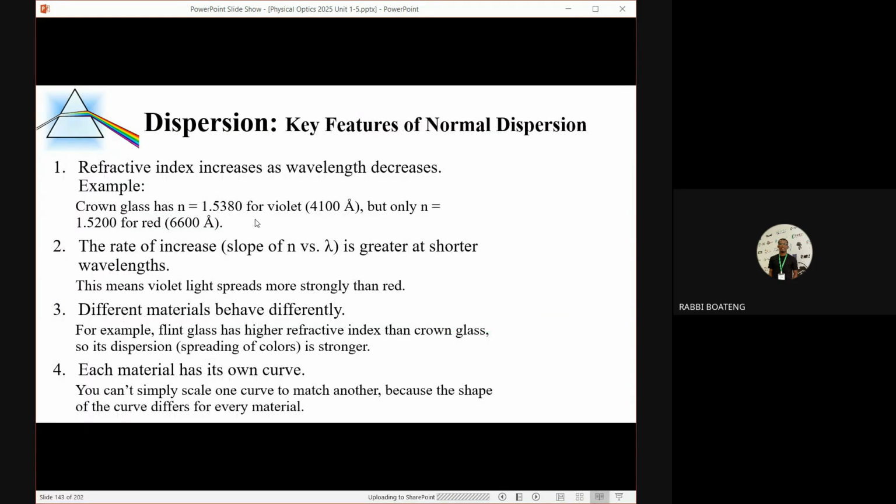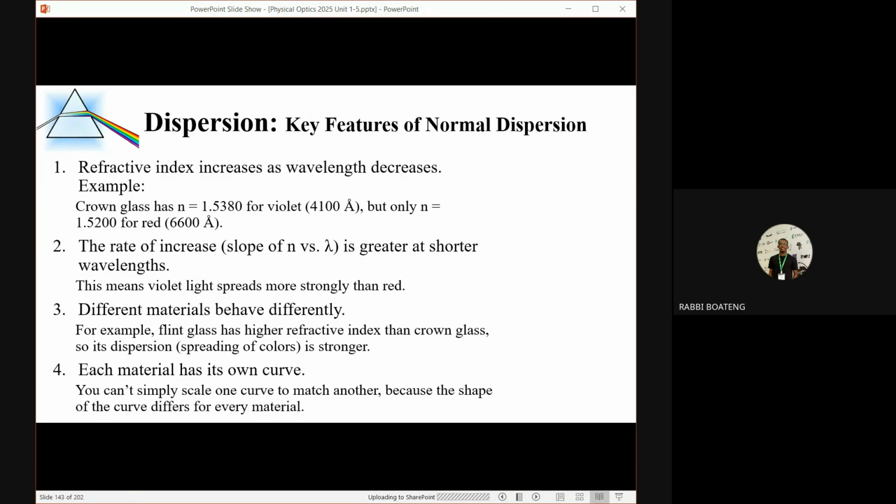The second thing we have to look at is the rate of increase, that is the slope, which is greater at short wavelength. Is that okay? And the next thing is every material behaves differently. It doesn't mean that if we have a crown glass and a flint glass, they should behave the same, as in have the same refractive index or behave the same in terms of wavelength passing through. No, every material has its own way.